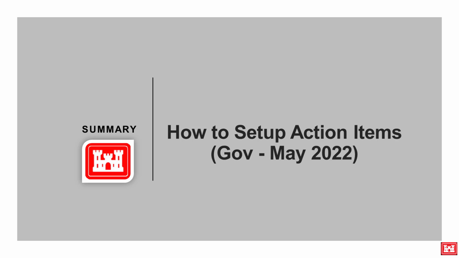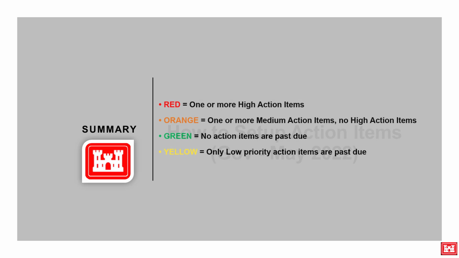In summary, we discussed the overview of action items as well as how to set up the action items to reflect in RMS. As a reminder, action items are critical to a contract's performance, and the colors indicate the level of action items listed in the contract. Red equals one or more high action items, orange equals one or more medium action items and no high action items, green equals no action items are past due, and yellow equals only low priority action items are past due. These action item colors will only display when there are action items that are due or past due.